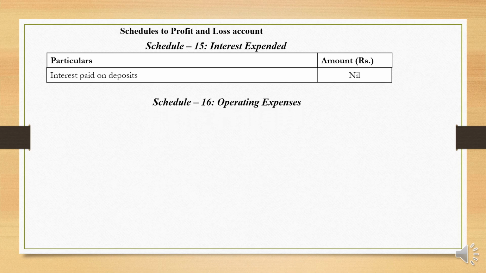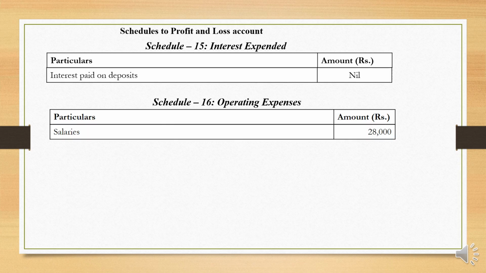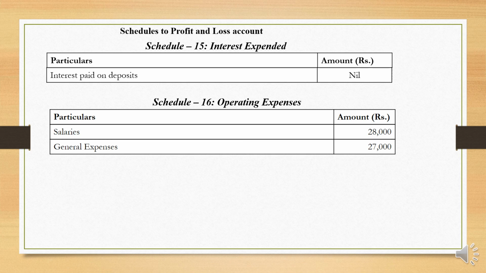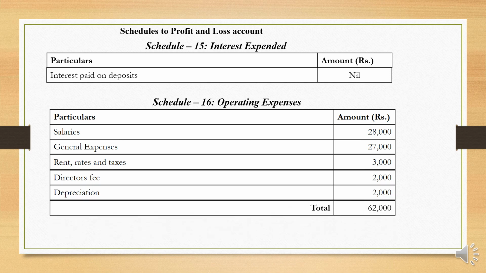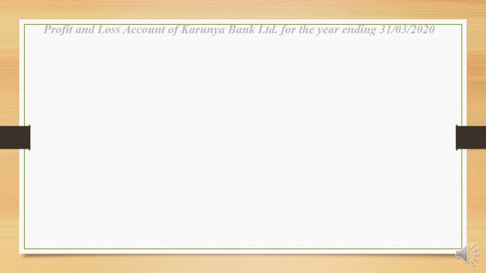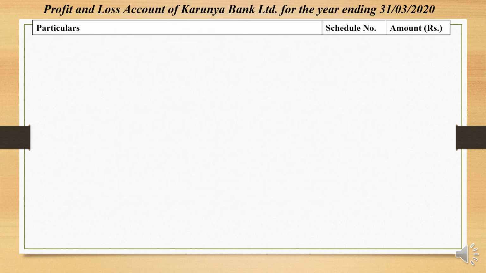Then we'll go to the last schedule, schedule number 16, operating expenses. Here the first one is salaries 28,000, general expenses 27,000, rent, rates and taxes 3,000, directors' fees 2,000, depreciation 2,000. Then the total we get is 62,000. So these are the schedules belonging to the profit and loss account. Now with this we can easily prepare the profit and loss account. This is the format of the profit and loss account. So now we'll prepare that.